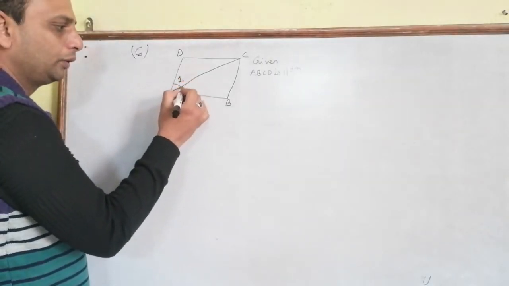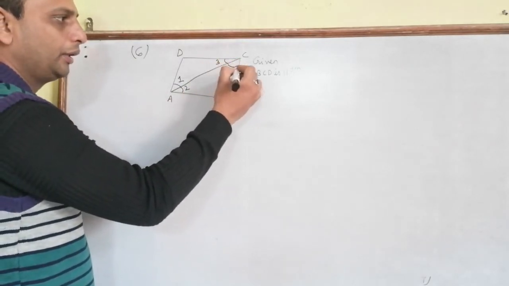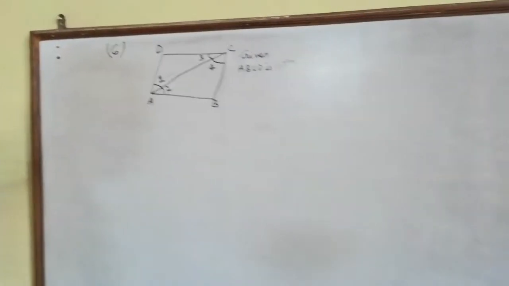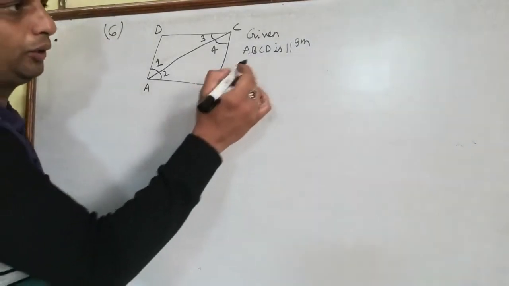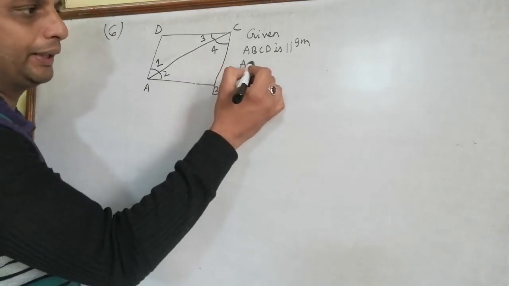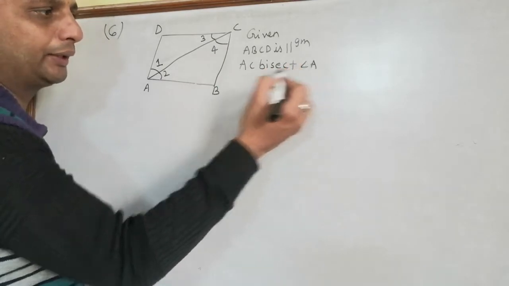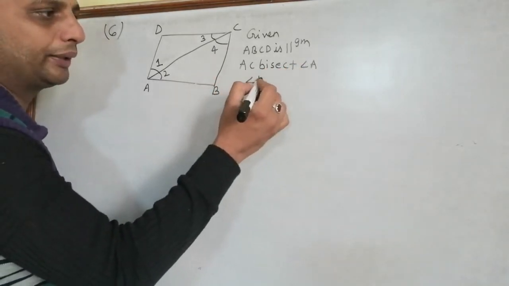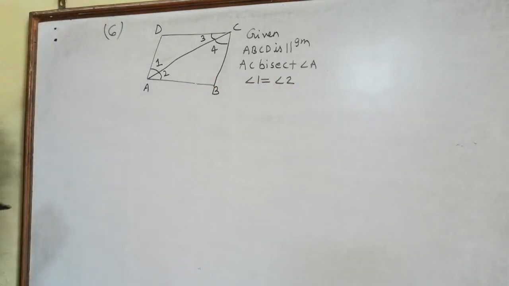1, this 2, 3 and 4. You can see 1, 2, 3, 4. So now it is also given along with that AC bisects angle A. If AC bisects angle A, therefore angle 1 will be equal to angle 2, because bisect means divide the angle into two equal parts. So 1 will be equal to 2. This is also given.